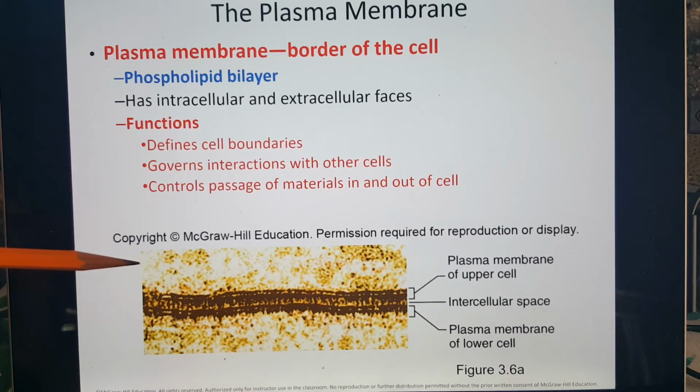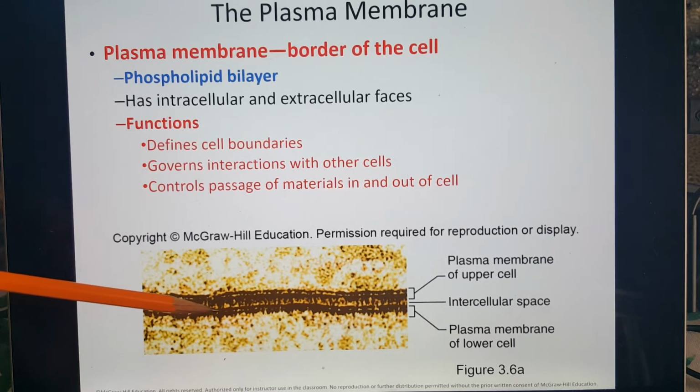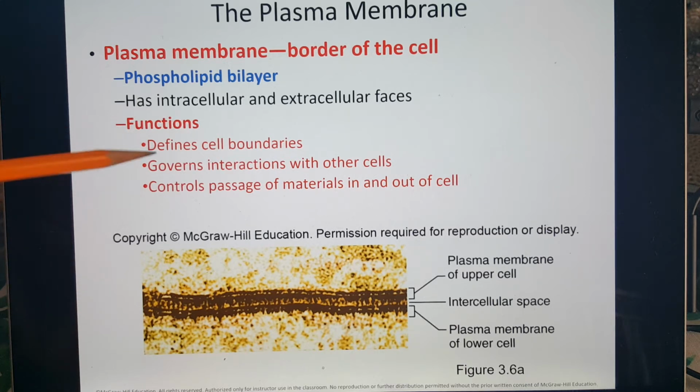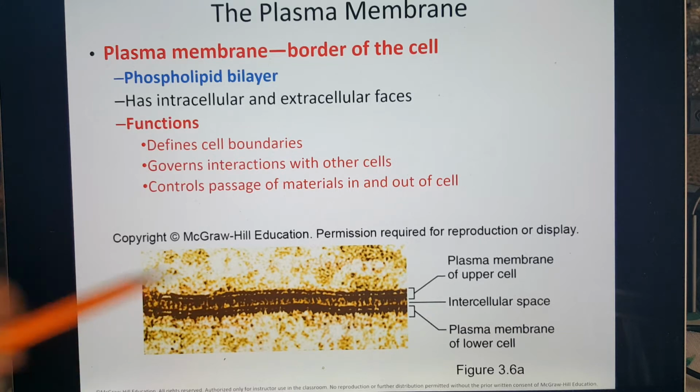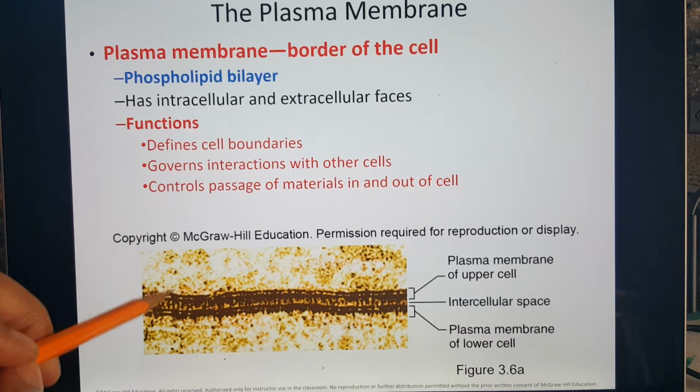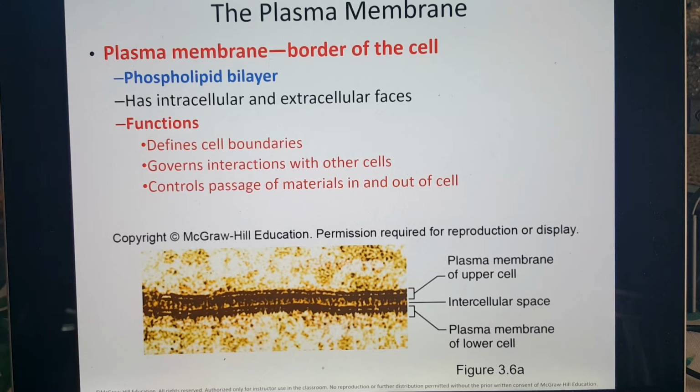So when we create this layer, its job is to define the cell boundary. At the bottom here we have two different cells, and these railroad track type of lines are the phospholipid bilayer that makes up the outside surface of the top cell and the outside surface of the bottom cell. It's also going to govern what can go in and out of the cell and control interactions with other cells. In between these two railroad tracks, you're going to possibly have cell adhesion molecules. Sometimes you have some communication going on in between cells. And then lastly, what can go in and out of a cell.